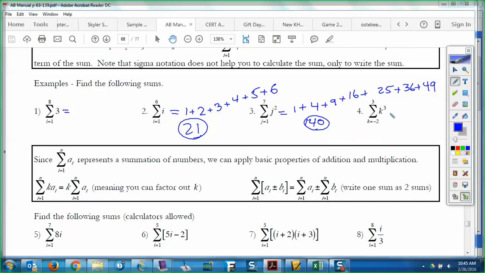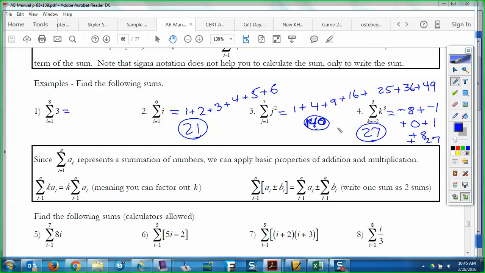Okay? What about this one? Oh, that's a negative 2, isn't it? So negative 2 cubed is negative 8. Negative 1 cubed, negative 1. 0 cubed. Notice it doesn't have to start at 1, does it? Doesn't have to start at 1. But it's got to go up by 1. 1 cubed, 2 cubed, and 3 cubed. 27. What's that add up to? Okay? Jot those down, actually, because we're going to check them here in a minute.